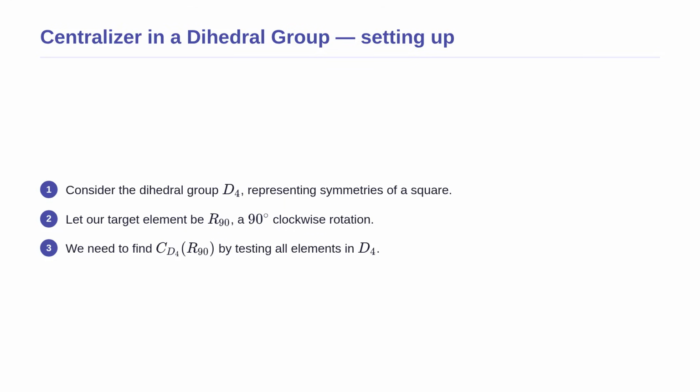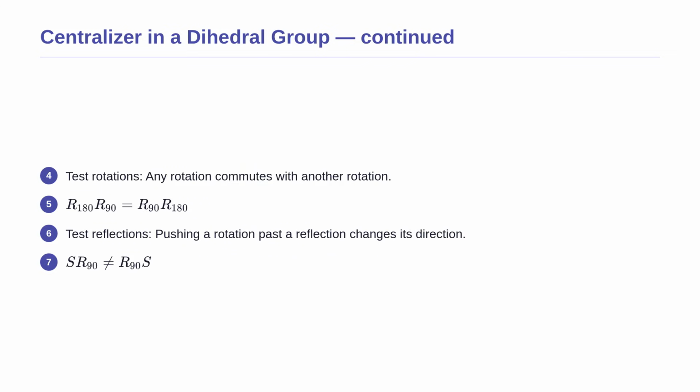Before we move on to abstract proofs, let us see this with a concrete geometric example. We are given the dihedral group D4, which represents all the symmetries of a square, including 4 rotations and 4 reflections. We are asked to find the centralizer of a specific target element, a rotation of the square by 90 degrees clockwise. To solve this, we must test every single symmetry in the group to see which ones commute perfectly with a 90-degree rotation. Let us test the elements to see why some work and some fail.